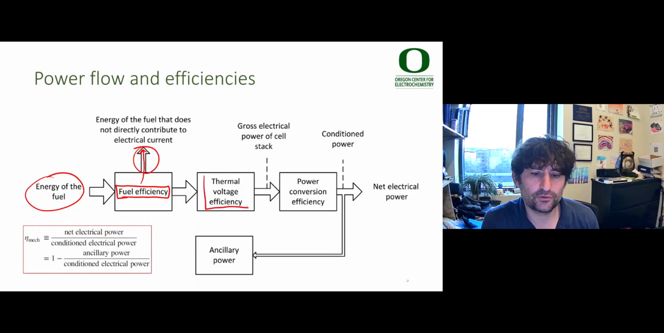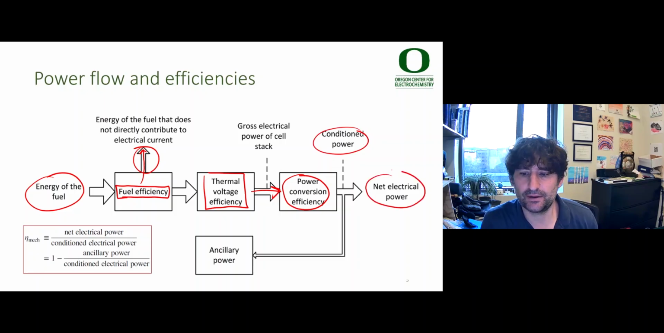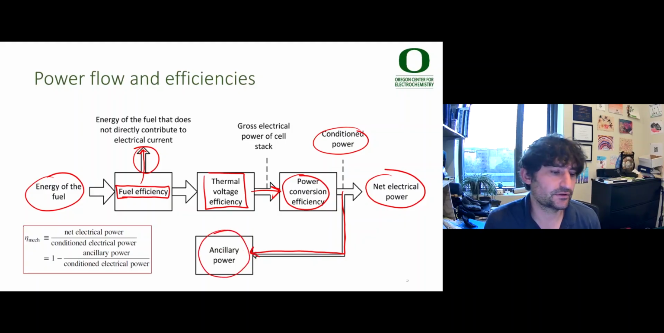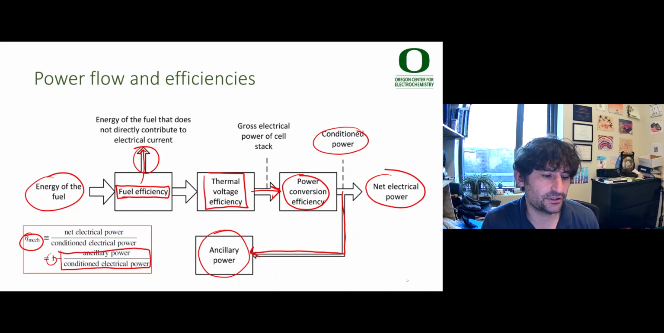This gives you the thermal voltage efficiency, which you convert to a gross electrical power of the stack. And then that needs to be converted through the power electronics to conditioned power, and this is the net electrical power. Some of that net electrical power is then used to power all the pumps and other components that are needed to manage the entire fuel cell system. So the mechanical efficiency is just 1 minus the fraction of that conditioned electrical power that's used to power all those ancillary pieces of equipment that are needed for the fuel cell to function.